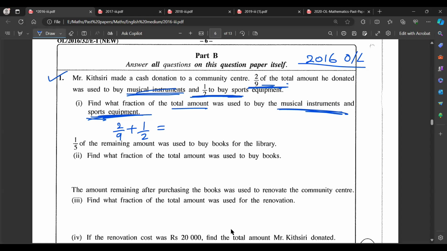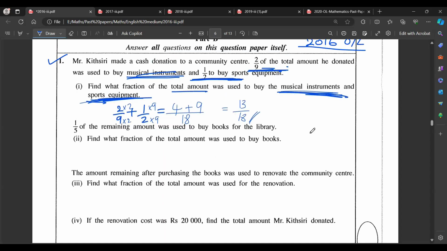When you add these two, you have to take the common denominator. What is the common denominator of 9 and 2? It should be 18. So 9 should be multiplied by 2, and 2 also should be multiplied by 2, so 2 into 2 is 4. This 2 should be multiplied by 9, so 1 should also be multiplied by 9, 1 into 9 is 9. So 4 plus 9 is 13. So musical instrument and sport equipment together is 13 over 18.